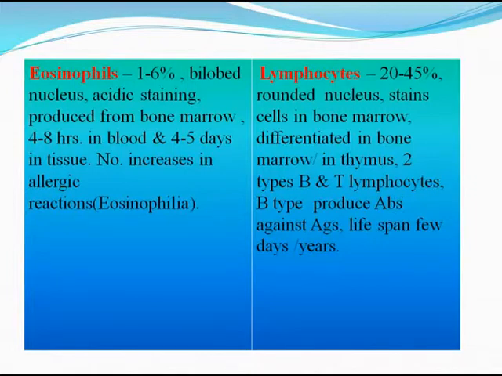Lymphocytes are 20 to 45% in number. Their nucleus is rounded. They are stem cells in bone marrow. They differentiate in bone marrow or in thymus. Lymphocytes are of two types, B lymphocytes and T lymphocytes. B type produce antibodies against antigens. The lifespan of lymphocytes is a few days or years.